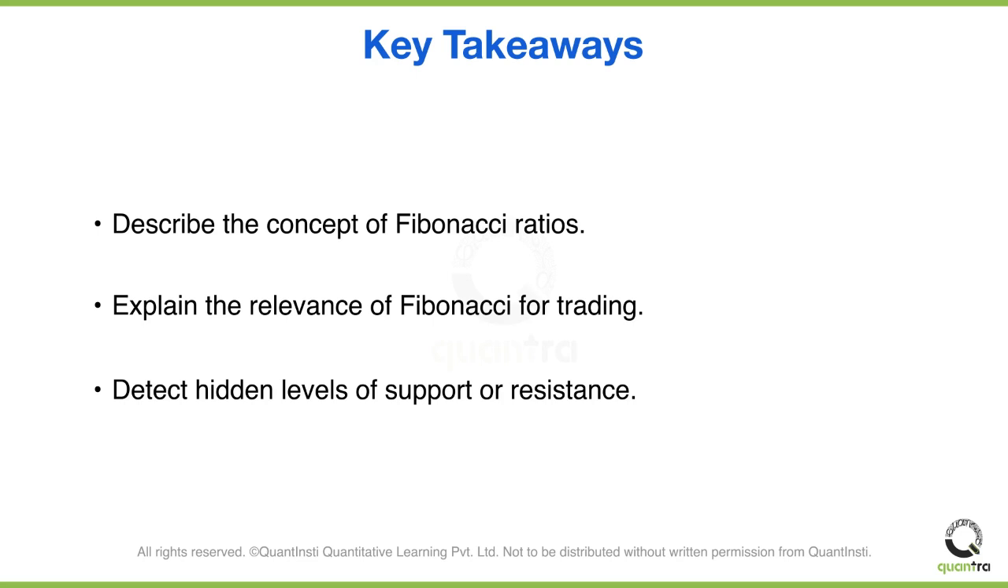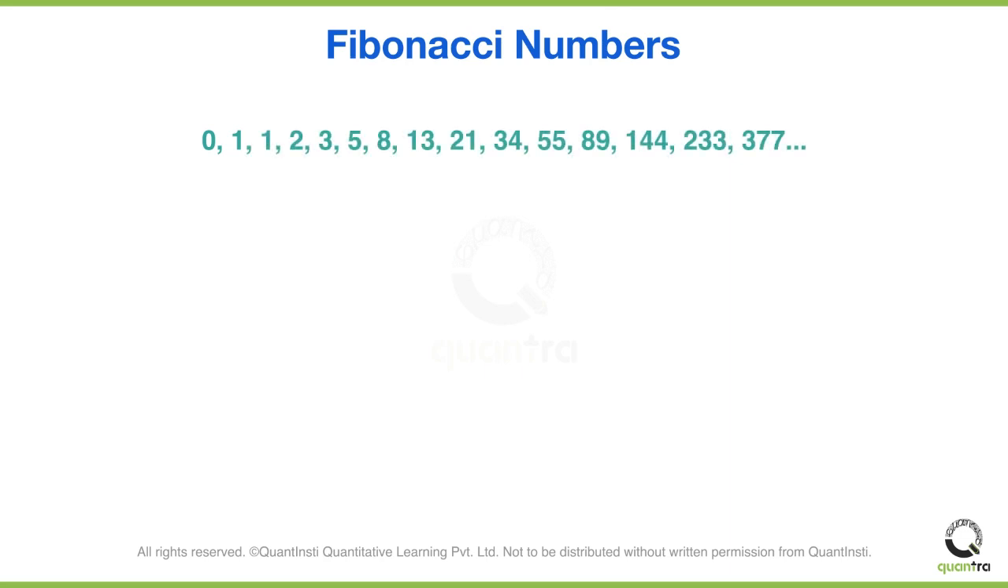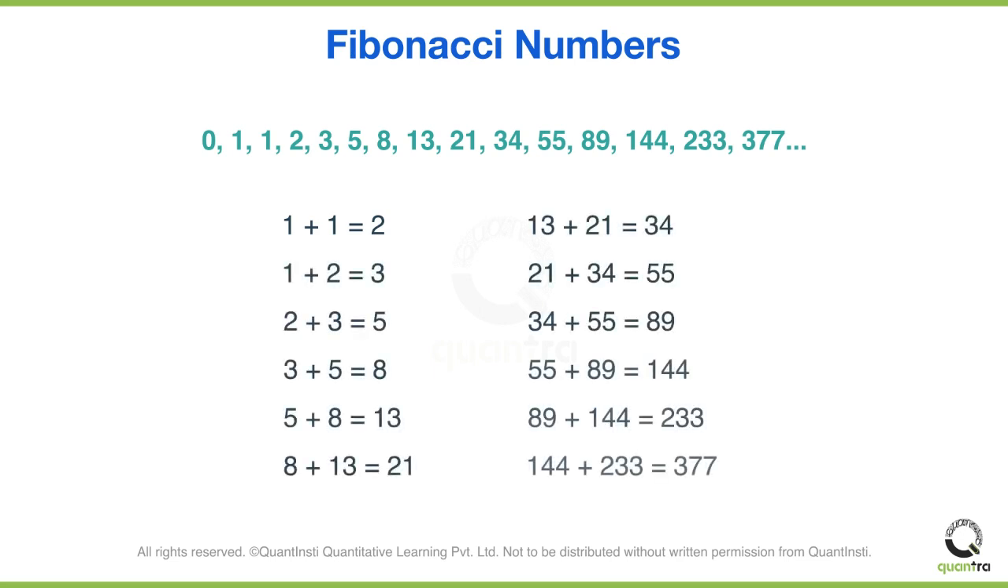So let's get started. The Fibonacci series was brought to light by a renowned mathematician in the 11th century. This series of numbers starts from 0 and 1, and each consecutive number is determined by calculating the sum of the previous two numbers. For example, 0 plus 1 is 1, 1 plus 1 is 2, 1 plus 2 is 3, 2 plus 3 is 5, and so it goes on.